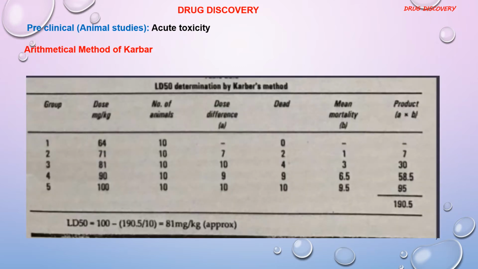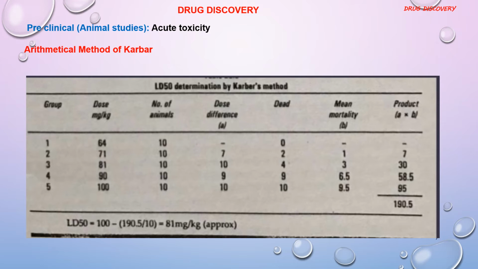Let's take an example for determination of LD50 by Karber's method. The table below shows the experimental results. The animals were divided into 5 groups. Each group had 10 individuals. The dosage given to the first group was 64 mg per kg body mass. For the second, 71 mg of the substance per kg body mass. Third, 81, fourth, 90, and the fifth group received 100 mg per kg body mass.